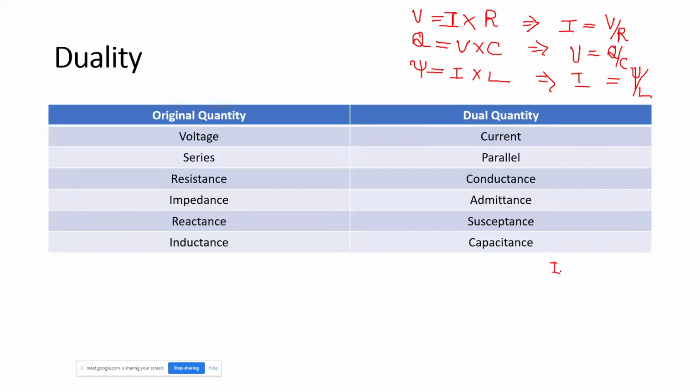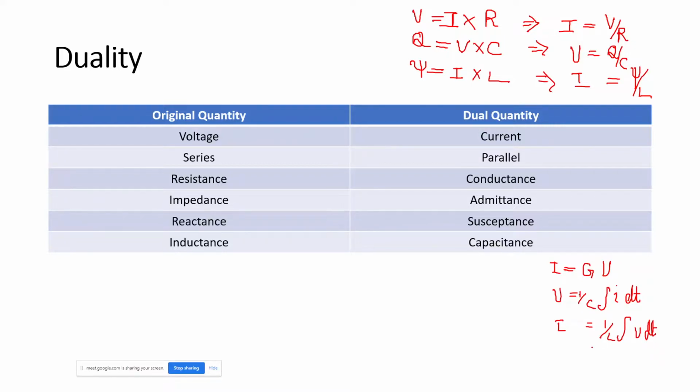So let me write it as I equals G into V. Okay, so I have V equals Q by C. So V equals 1 by C integral I dt, because charge is equal to the integral of current. Similarly, I can write I equals 1 by L integral V dt. Flux linkage is the integral of voltage.